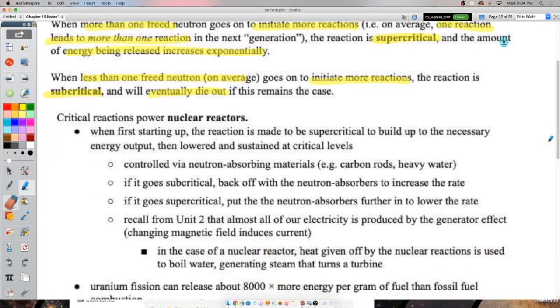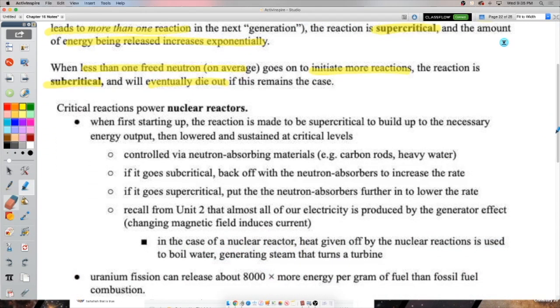Well, this is how we power nuclear reactors, which is what nuclear power is, right? Nuclear power is generated at a nuclear reactor. So when you first start it up, you have to build it up to the point where it's putting out enough energy to actually power what you need to do, right? So you say, okay, the city that we're going to power uses this much energy every hour. So we need to get to the level where these nuclear reactions are putting out that much energy every hour, right? And then we'll just keep it there.